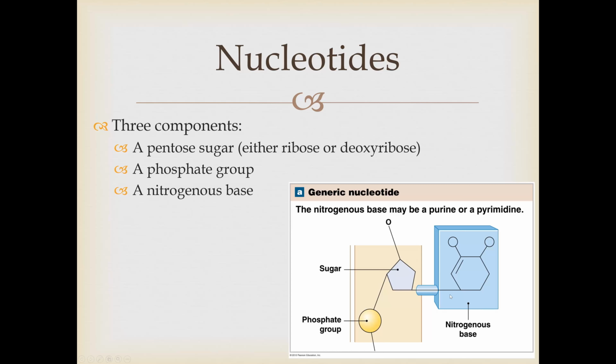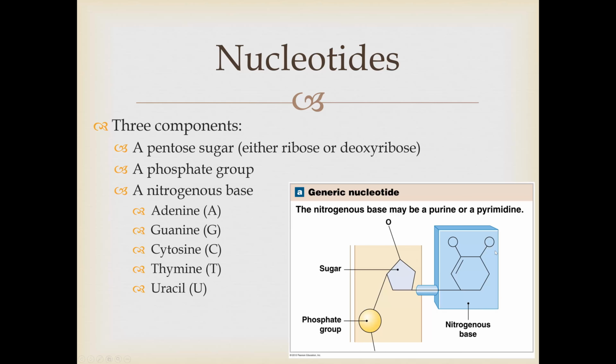And then there is a nitrogenous base, which means it is a compound that contains nitrogen. There are five bases: adenine, guanine, cytosine, thymine, and uracil, abbreviated A, G, C, T, and U. So again, a nucleotide has three parts: a sugar, a phosphate group, and a nitrogenous base.